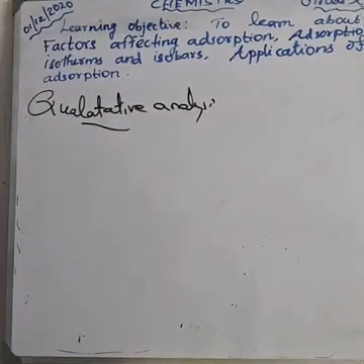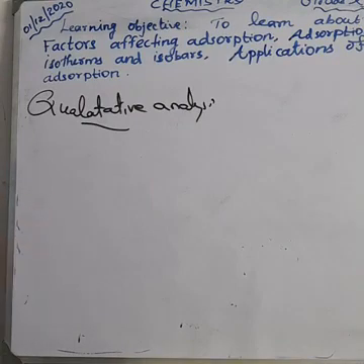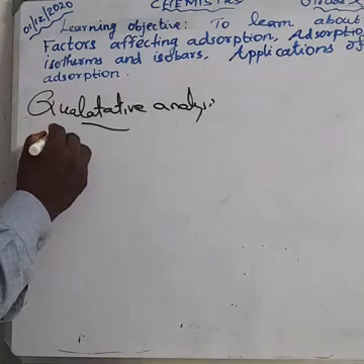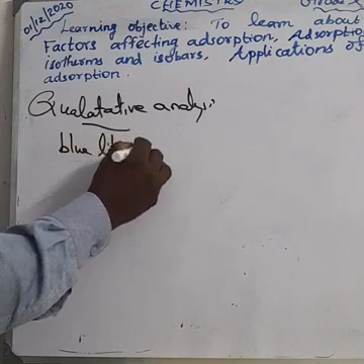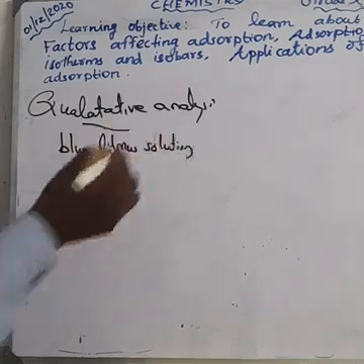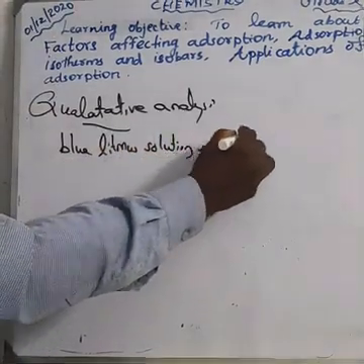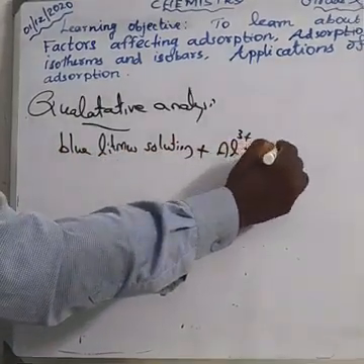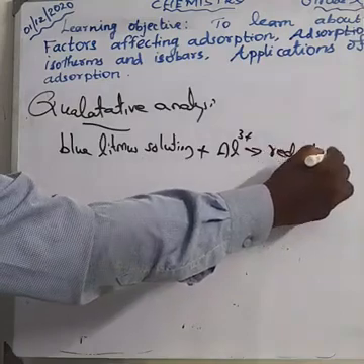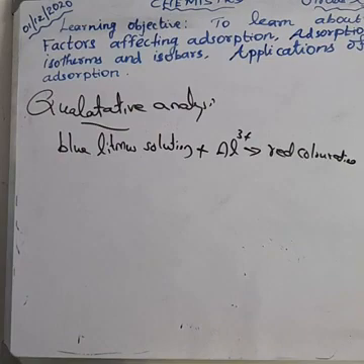Here, qualitative analysis. We know about the blue litmus solution and the red litmus solution. We are taking a blue litmus solution, and to this blue litmus solution we add aluminum. If we add aluminum, we get a red coloration.